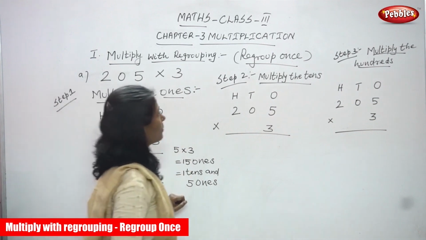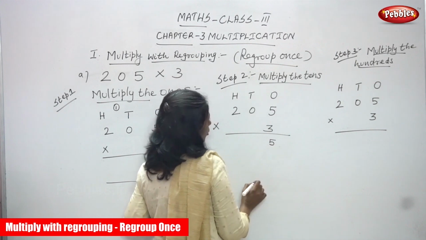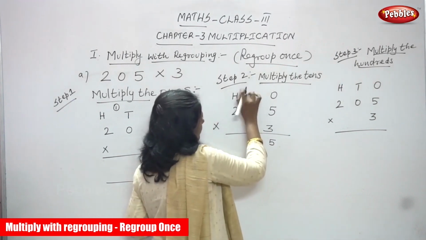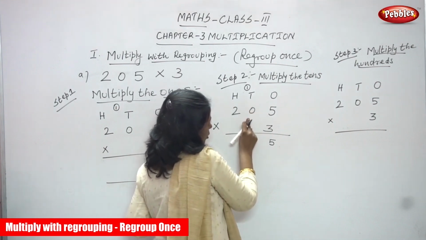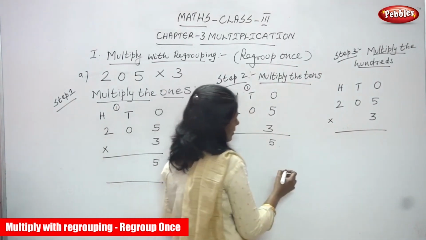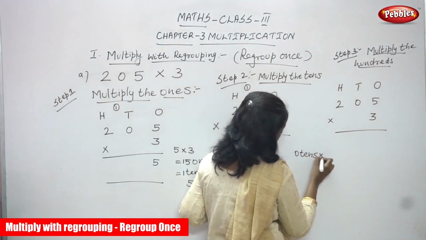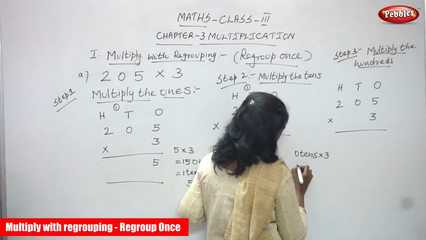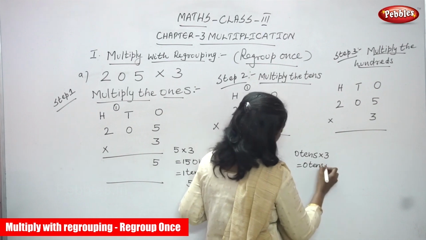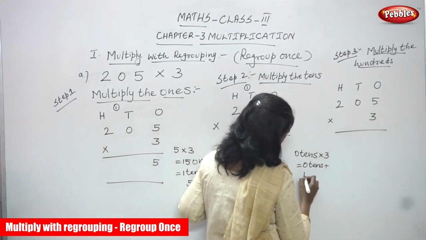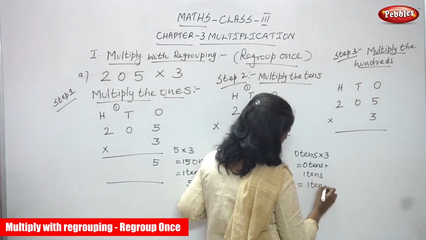Okay, now we are going to multiply the tens. So first you have to write the 5 ones. Now the carryover is already in the tens place. So what is the number in the tens place? 0. So 0 tens is multiplied by 3. That means 0 tens into 3, you get 0 tens. Plus the carryover, 1 tens. So the answer is 1 tens.